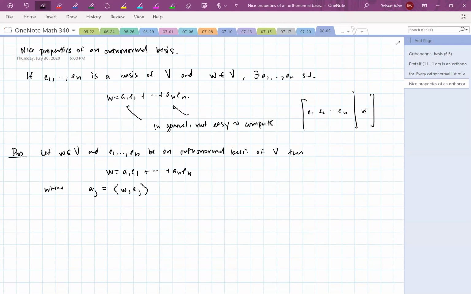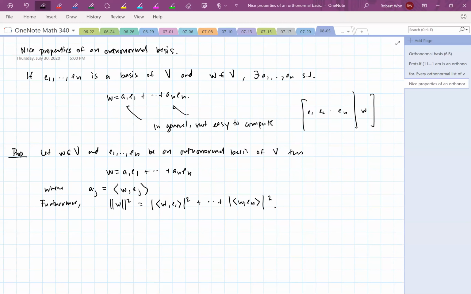Well, I guess you have to do it n times. Regardless, it's an easy computation to figure out what the scalars are. Furthermore, the norm of W squared is just the norm of each of these inner products squared.